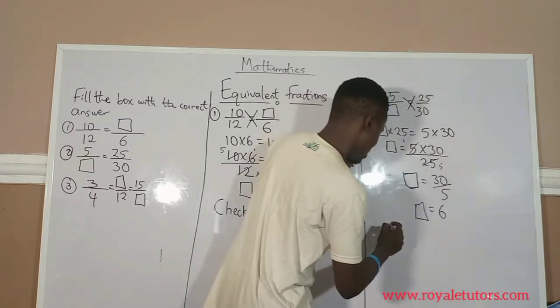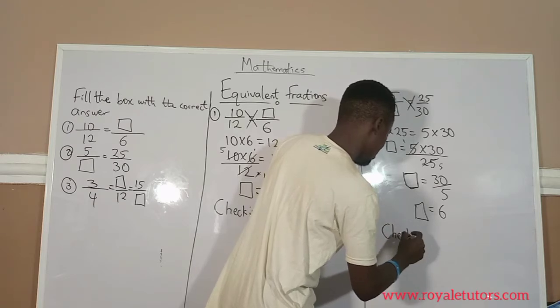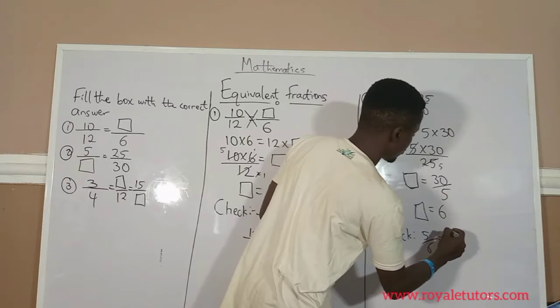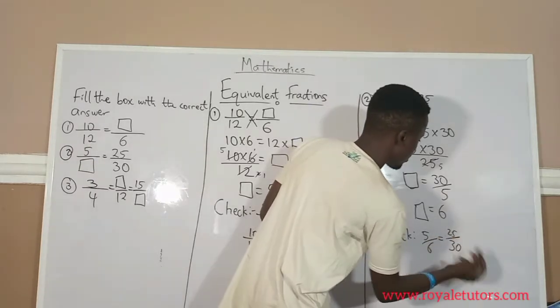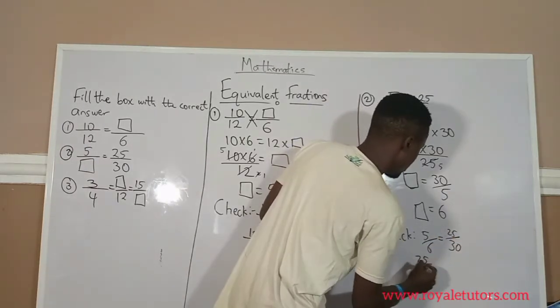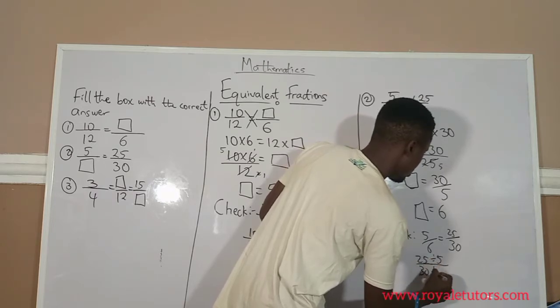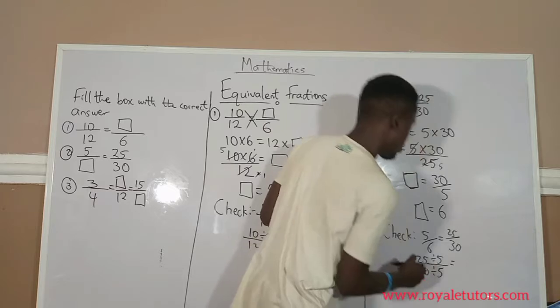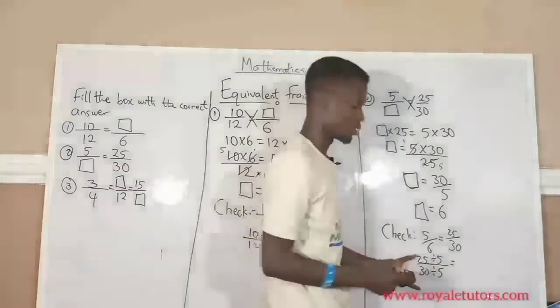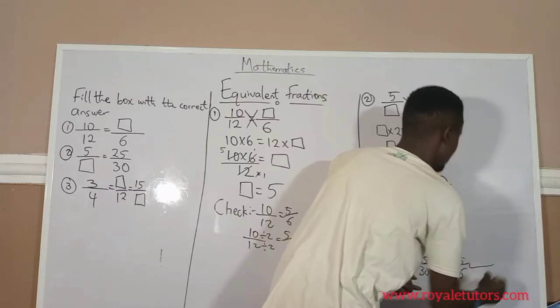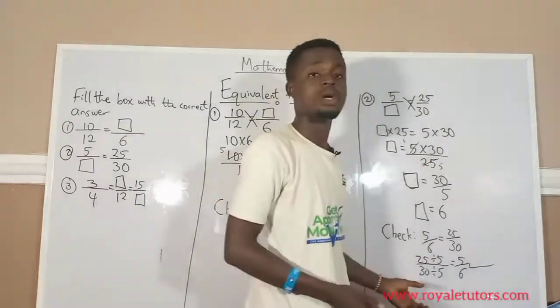So let us check. We are saying that 5 over 6 is equal to 25 over 30. Let us see, is it true? 25 over 30, if you try to reduce it to the lowest form, you have divided by 5, divided by 5, and because you divide by the same number, that's going to be 5 over 6, which is correct.